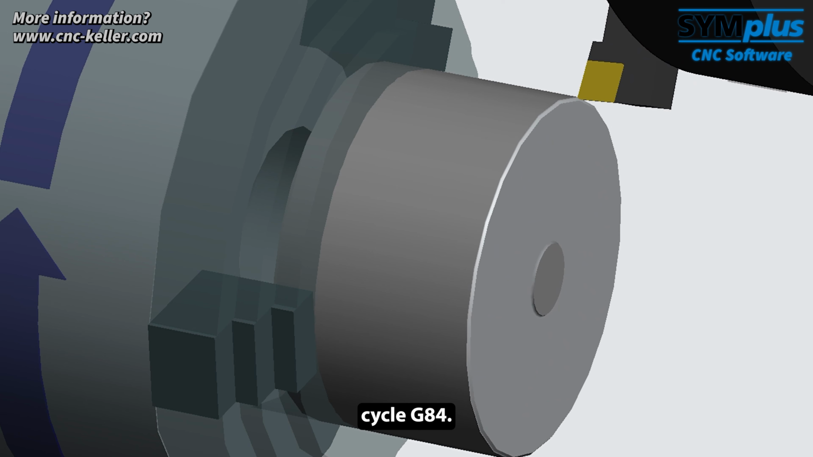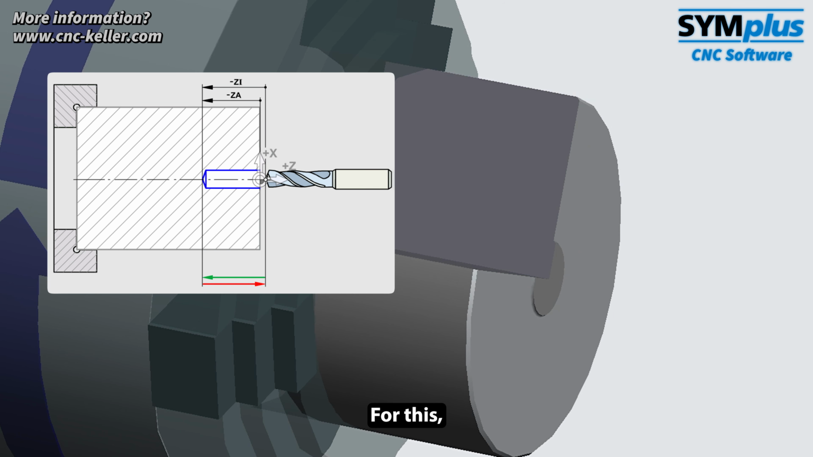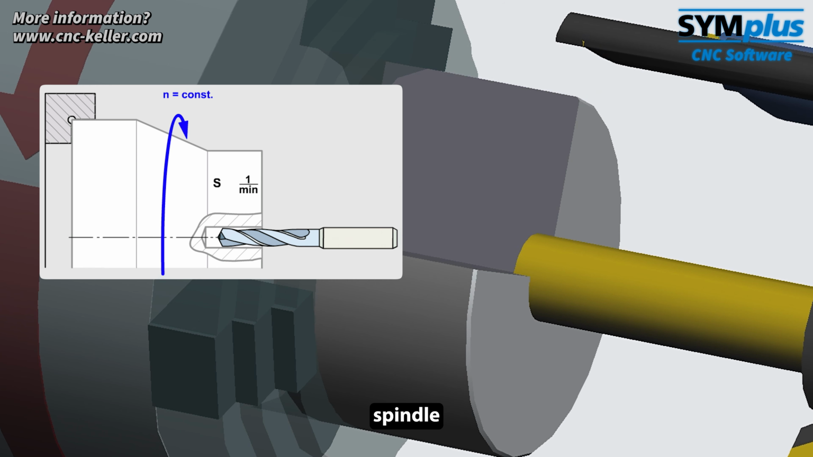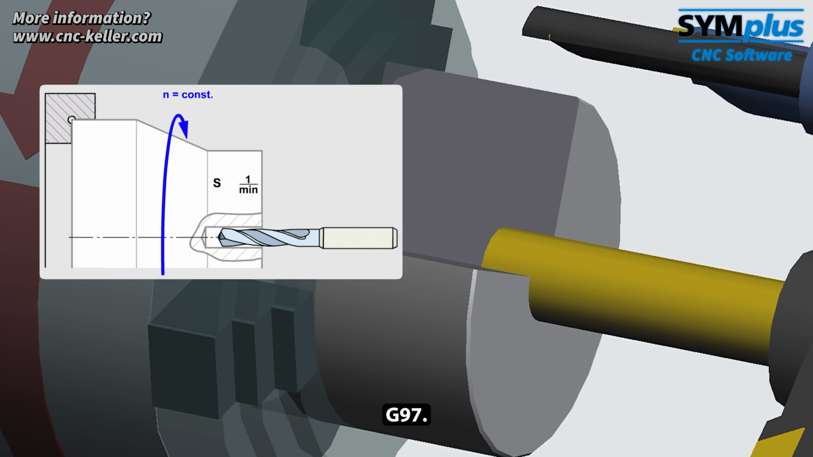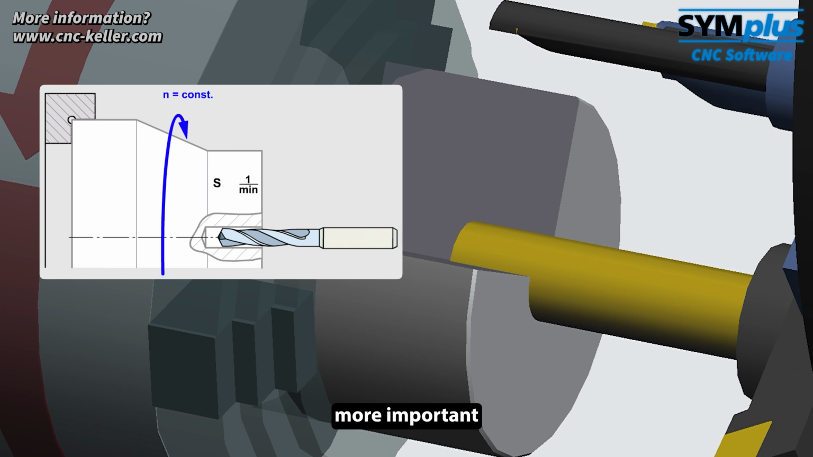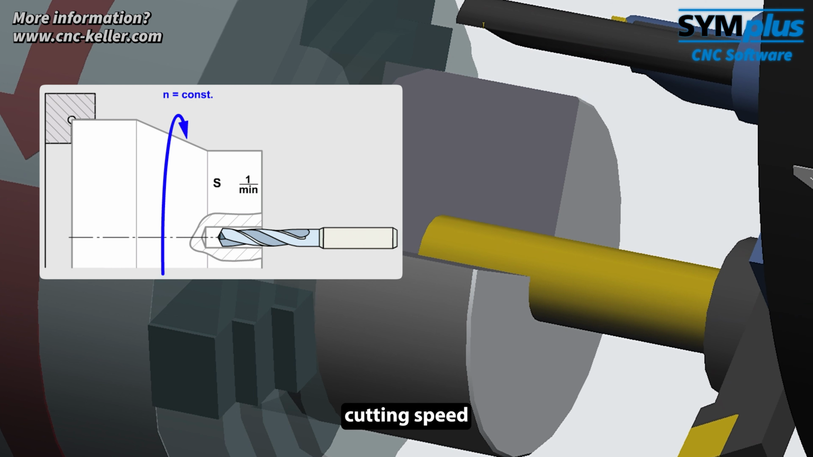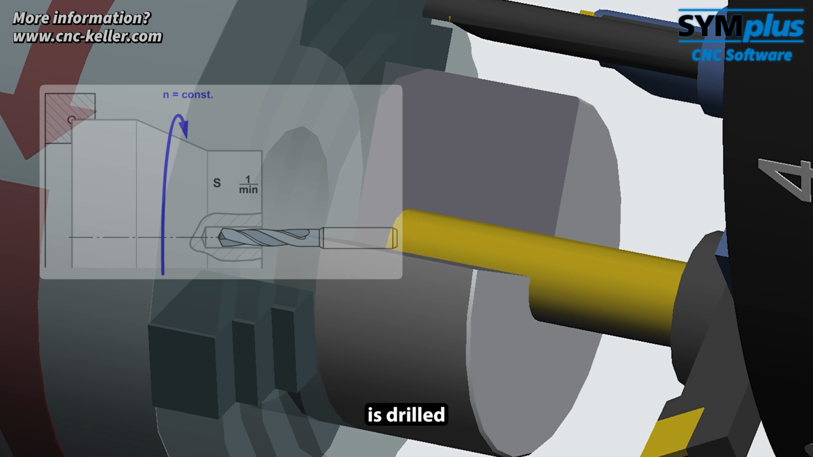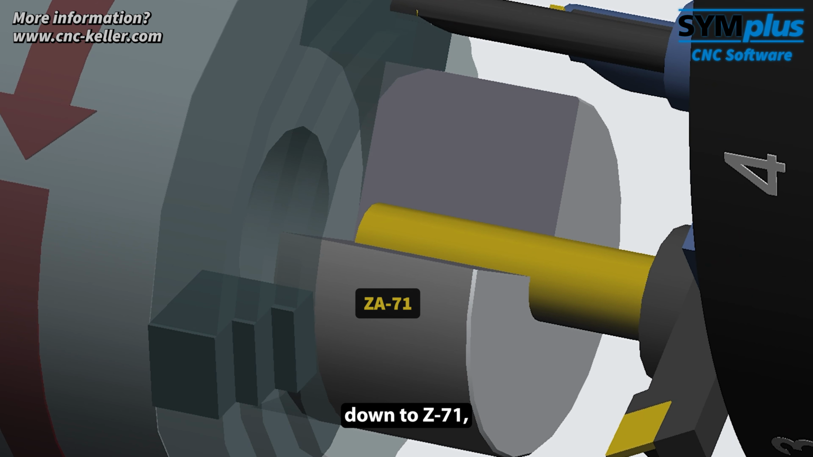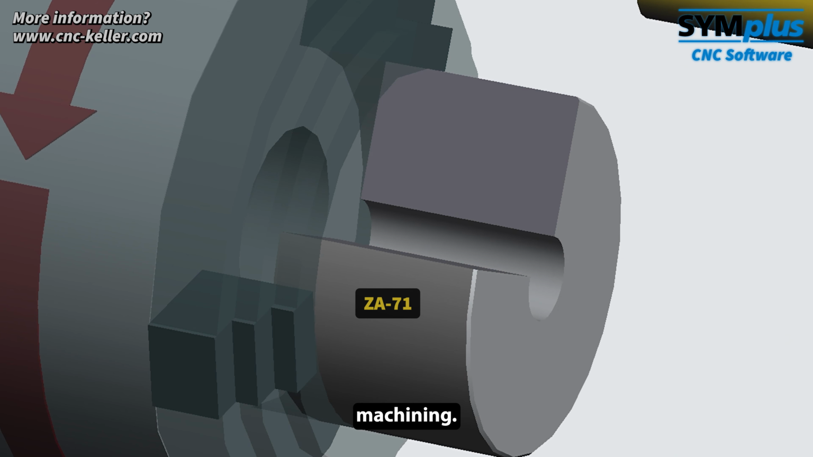Next comes the drilling cycle G84. For this, the mode switches to constant spindle speed with G97, since smooth running is more important than constant cutting speed during drilling. The core hole is drilled down to Z71, forming the basis for the internal machining.